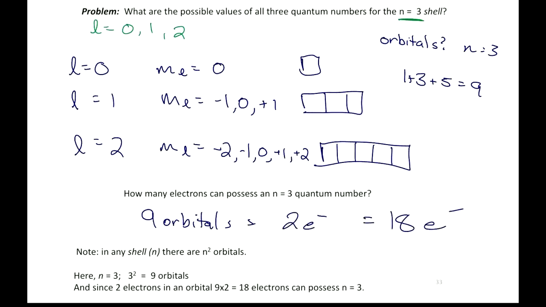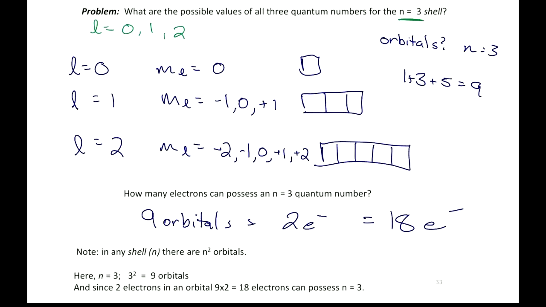Very good. All right, so I think I have a little trick here for you. You can always try this yourself to see. You can change this question to any n value, get all of the different ML values for the different L values, and count the number of boxes. But there's a trick here. For any shell, there's n squared number of orbitals. And if you want to relate that to electrons, you can just multiply that n squared value by 2.